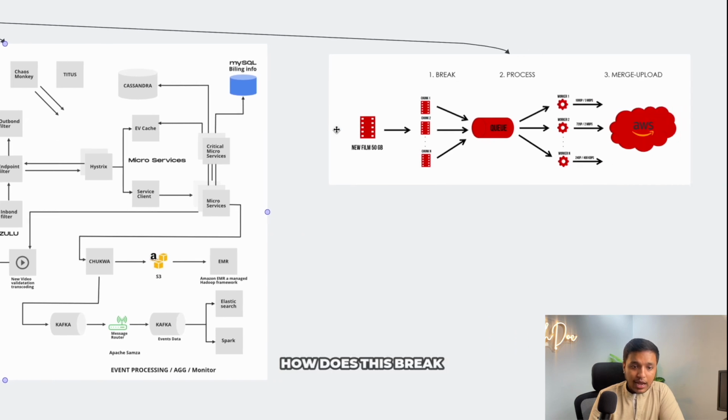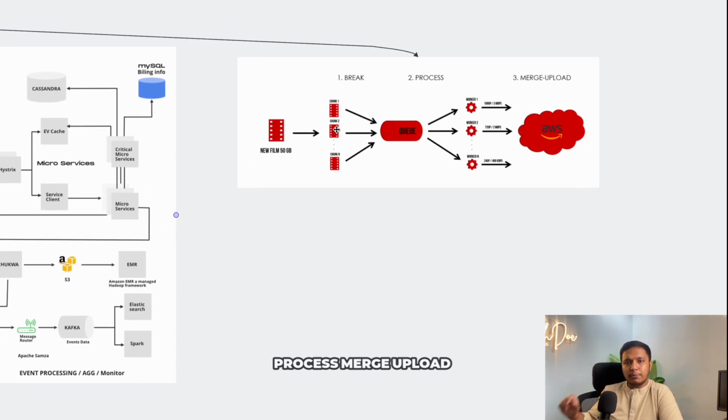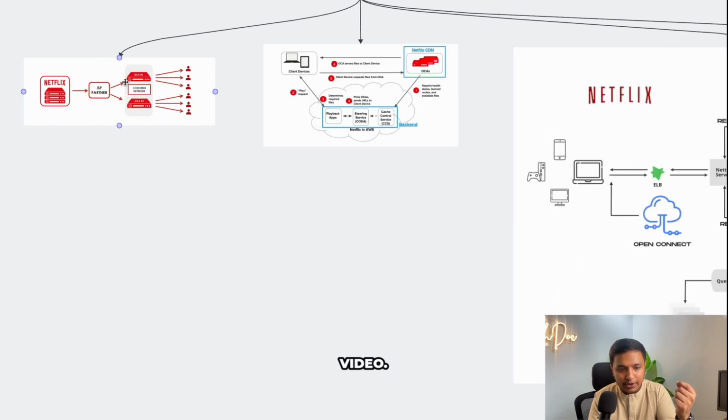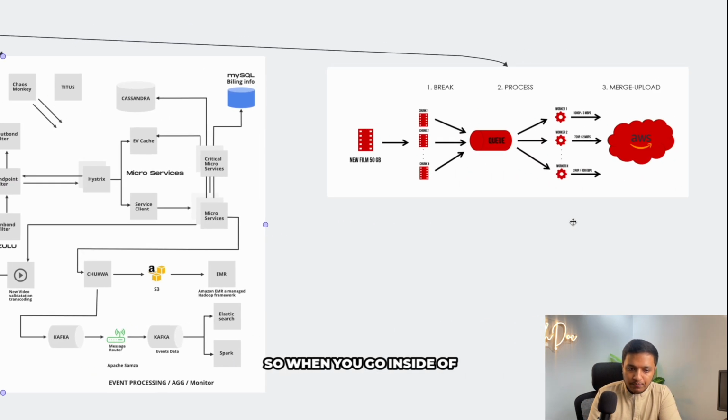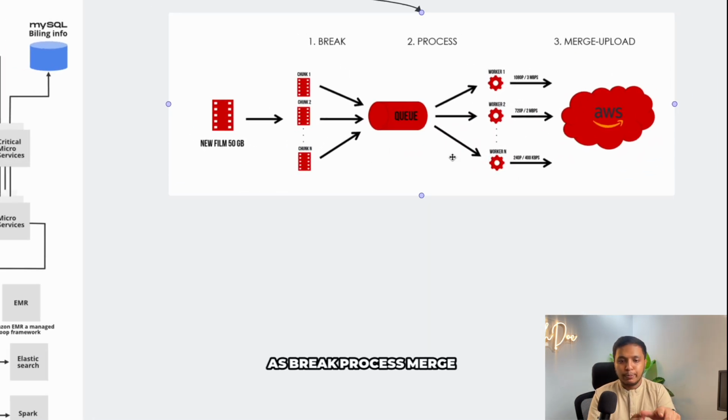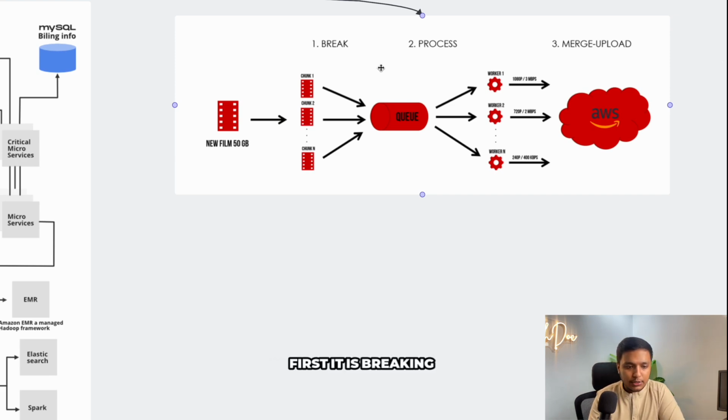Moving forward, how does this break, process, merge, upload work? So you have to upload a video. We understood how the customer is getting the video, what the CDN is doing in between, and what is going on in the background for playing it. What about the upload, my friend? When you go inside of it, there is a process known as break, process, merge, upload. First, it is breaking into chunks. A new film of 50 GB, like I told you, is chunked down based on the resolution. This is not the entire architecture, but it is chunking it down.